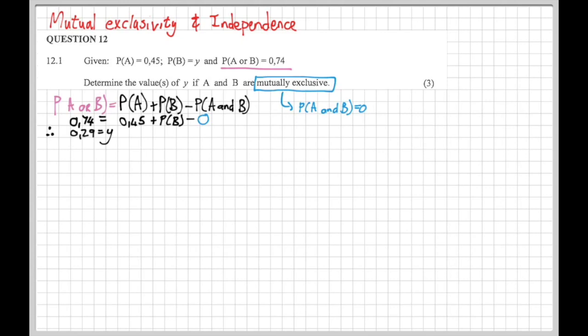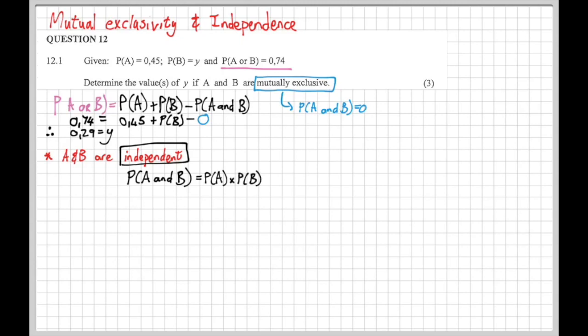I'm going to add a little bit of a tail to this specific question. And I'm going to ask you this. Determine Y if A and B are now independent instead of mutually exclusive. So when I look at independence, it takes on a bit of a different story because independence tells me that the probability of A and B is the probability of A times the probability of B.